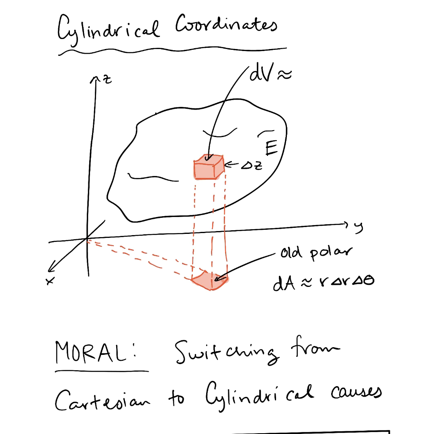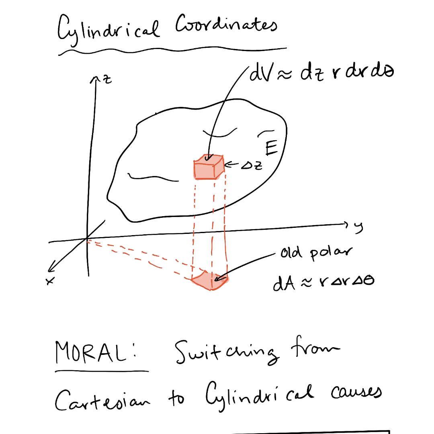And therefore, the dV that we should use, if we wish to describe things by trading in X and Y for polar and keeping Z, that's called cylindrical. Trade X and Y in for polar, keep Z. If you wish to describe things in cylindrical, then that little dV piece of that solid region E, well, it's area of the base times the height, and so we get dz r dr d theta. Again, that squiggly equals sign, it's not exactly a cube with those dimensions, but almost.